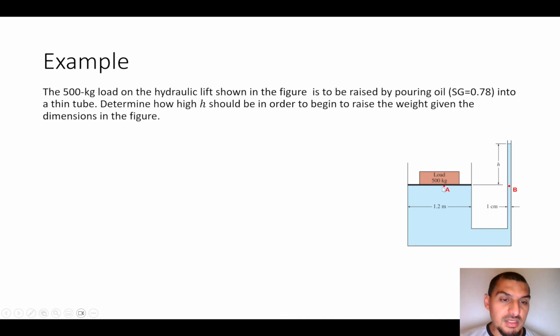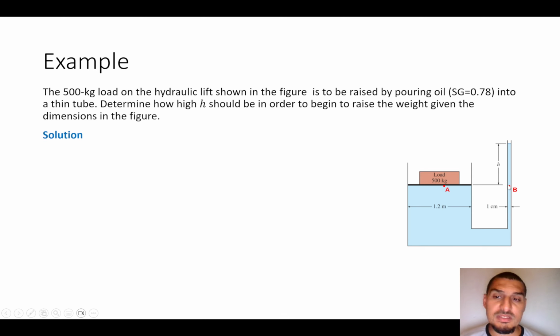So we have point A and point B. Point A and point B are both at the same height, but we picked point A because it's directly below the piston. So the pressure at point A is already known. It's the atmospheric pressure plus the weight over area. And we know that the pressure at point B is equal to the atmospheric pressure plus rho gh.